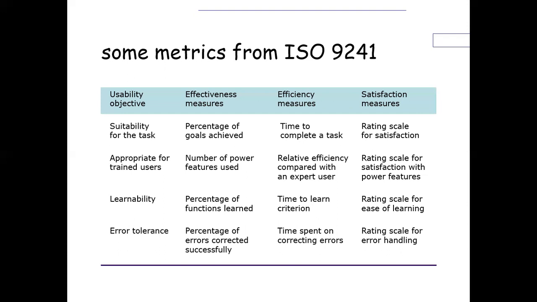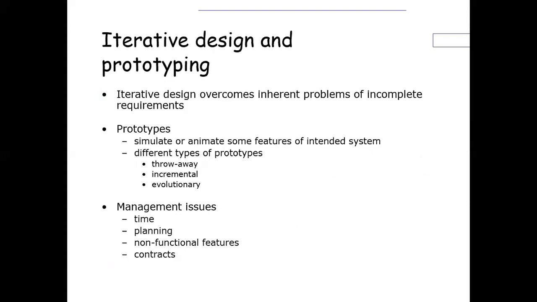And next one is error tolerance. Its effectiveness is percentage of errors corrected successfully. Its efficiency is time spent on correcting errors. Its satisfaction measure is a rating scale for error handling. The next one is iterative design and prototyping. An iterative design process tries to overcome the inherent problems of incomplete requirements specification by cycling through several designs, incrementally improving upon the final product with each pass.